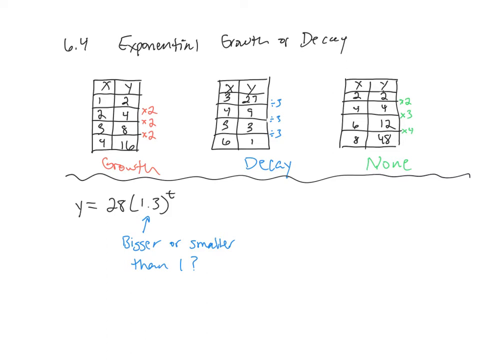So is that number bigger or smaller than 1? If it's bigger, it's growth. If it's smaller, it's decay. So that should be, excuse me, an easy part on this one. So it's growth. And then if it's bigger than 1, just look at the decimal after.